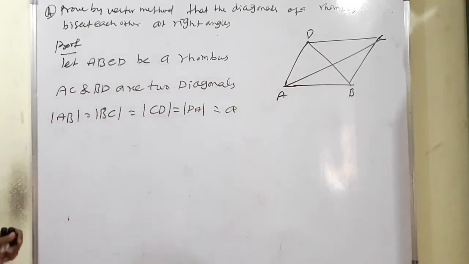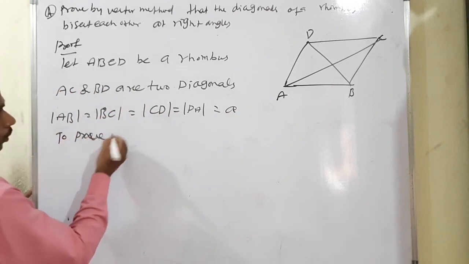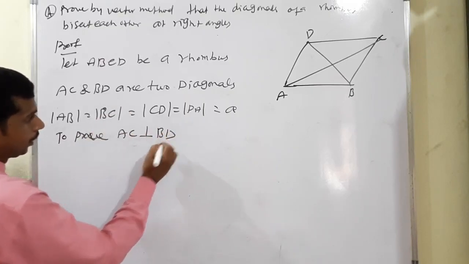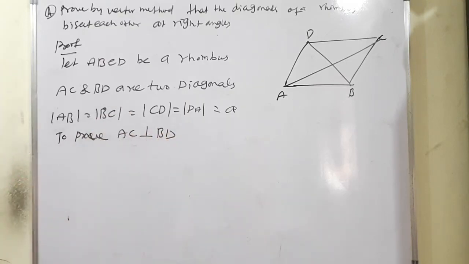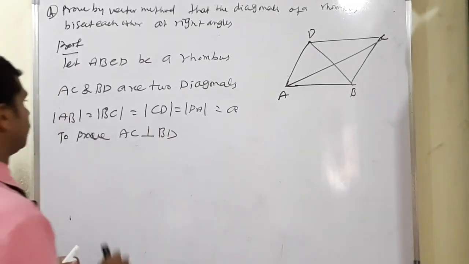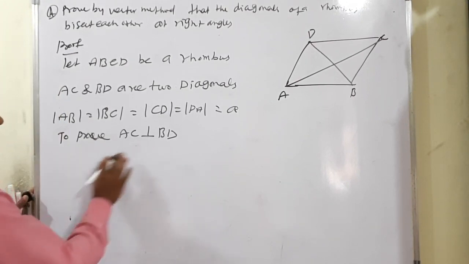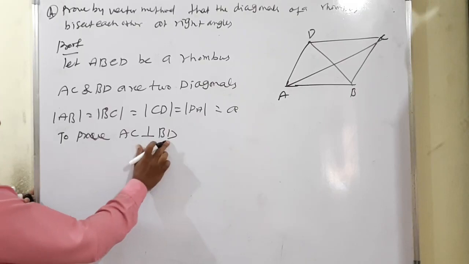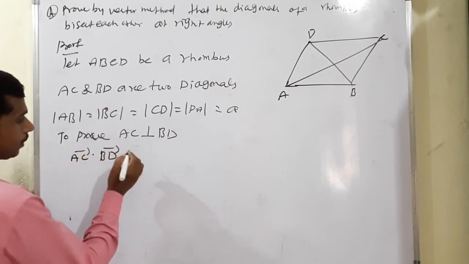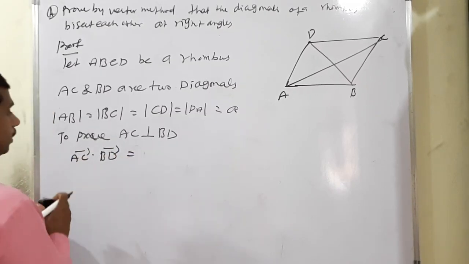Okay. Now what we have to prove? To prove AC perpendicular to BD. Okay. This is what we have to prove in question number 4, isn't it? So AC perpendicular to BD means what is the meaning? AC vector dot BD vector we have to prove equal to 0, isn't it? So look at there, AC vector dot BD vector.